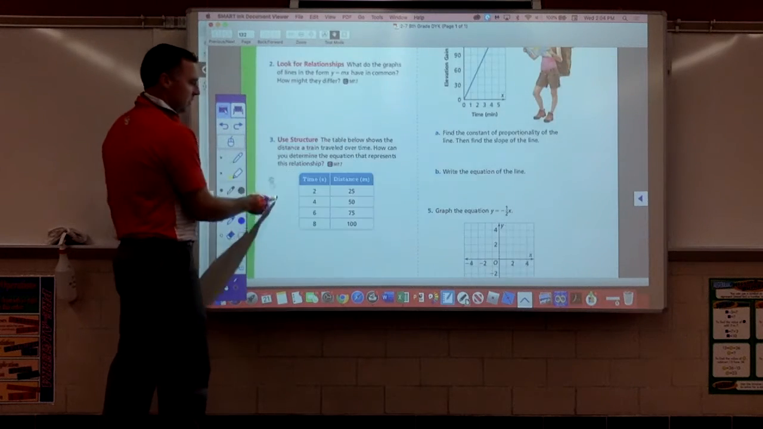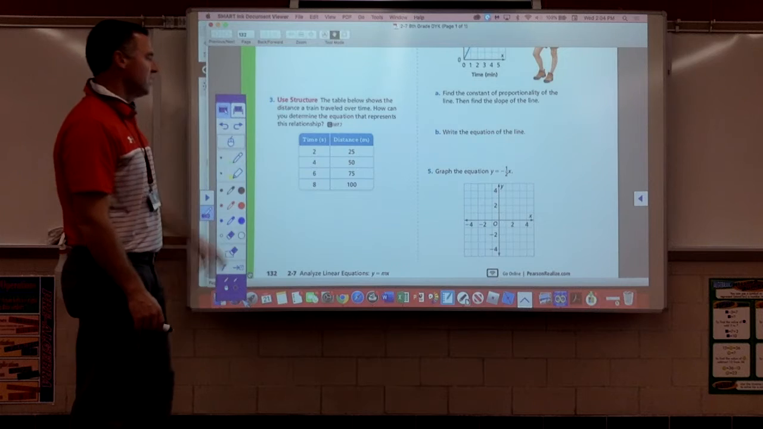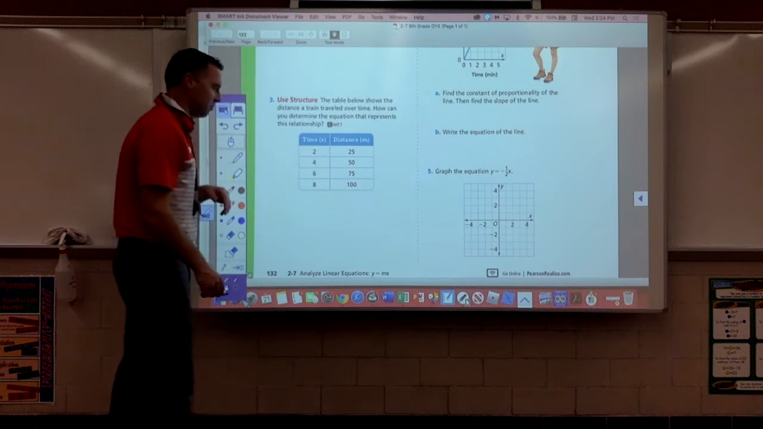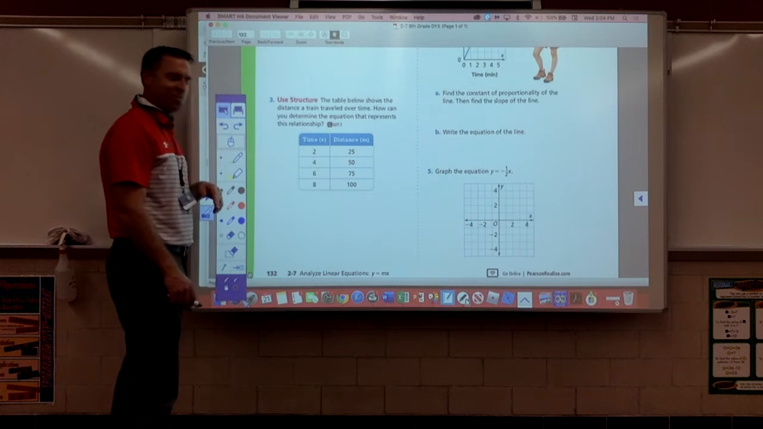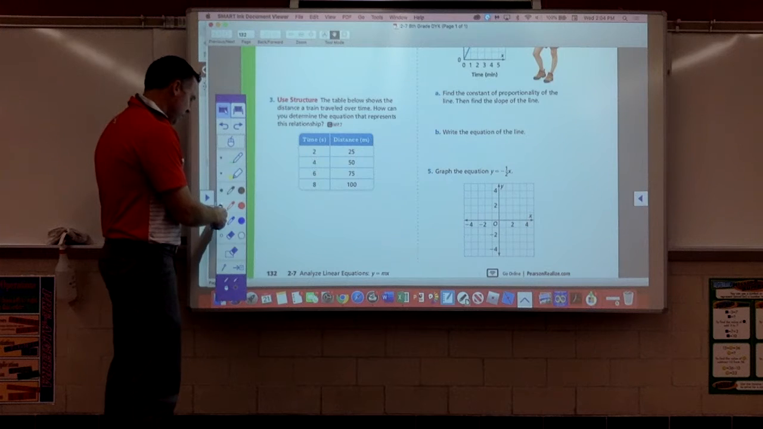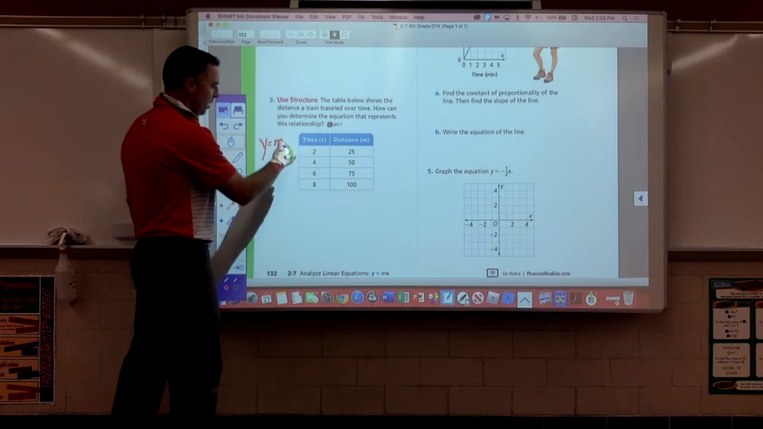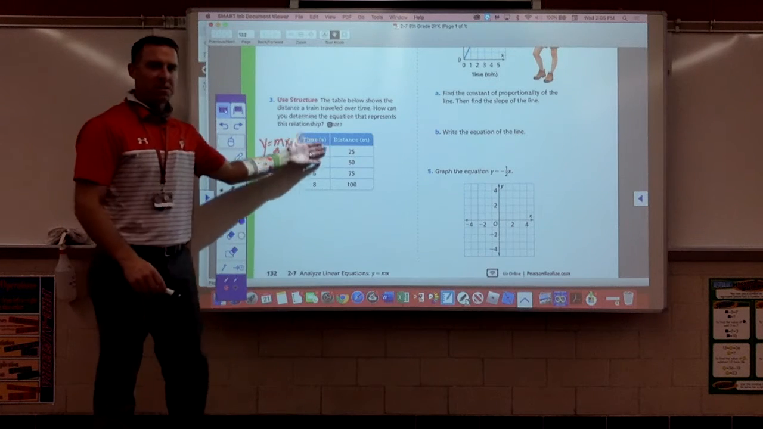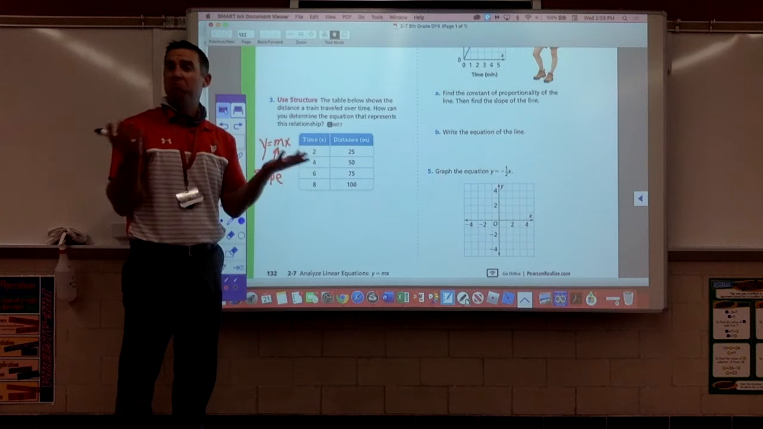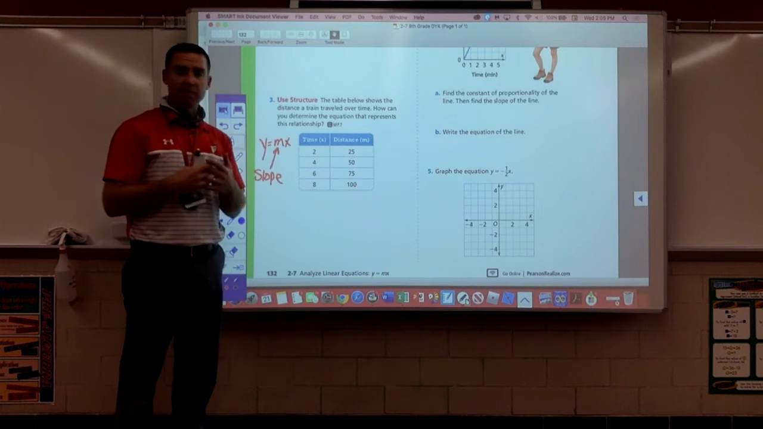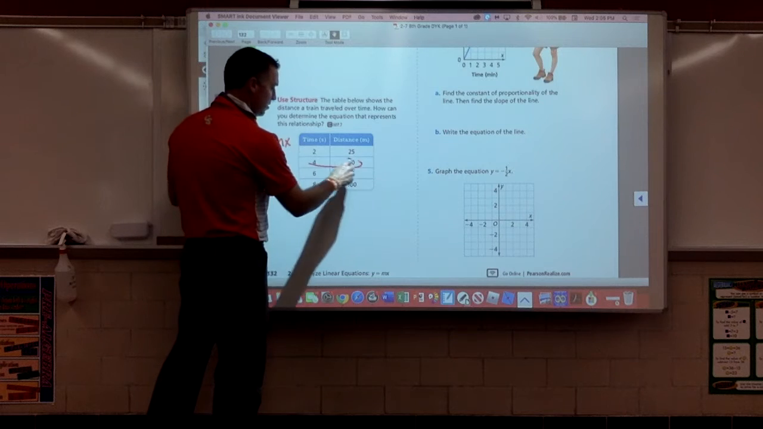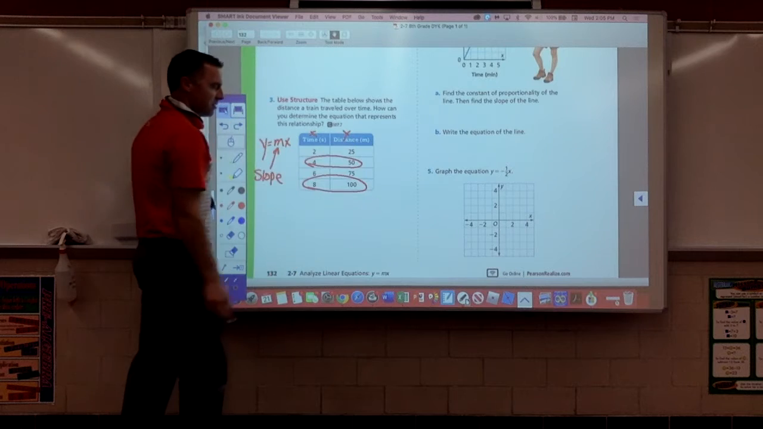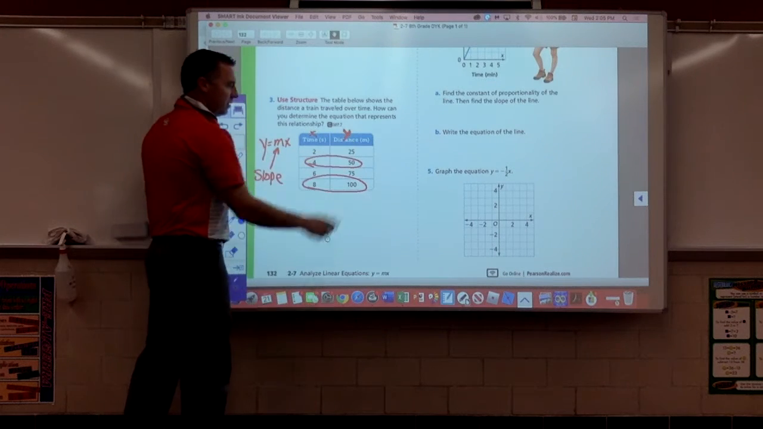Let's keep moving. The table below shows the distance a train traveled over time. How can you determine the equation that represents this relationship? Well, in the equation y equals mx, we need to find the slope. Can we determine the slope from a set of ordered pairs on a table? Yes, I think so. Choose any two pairs. I don't care which two pairs. How about these? X-axis, Y-axis.